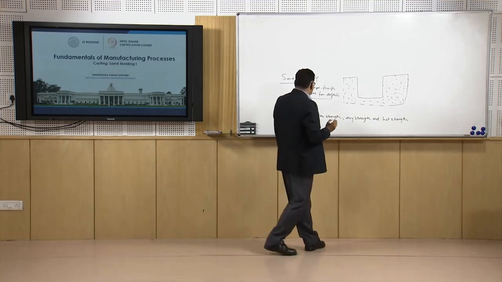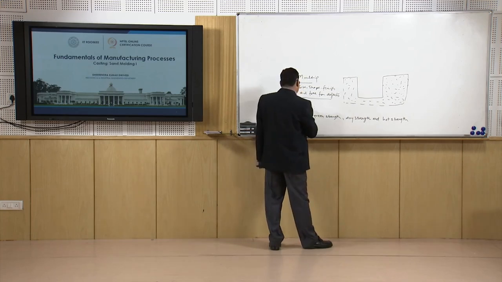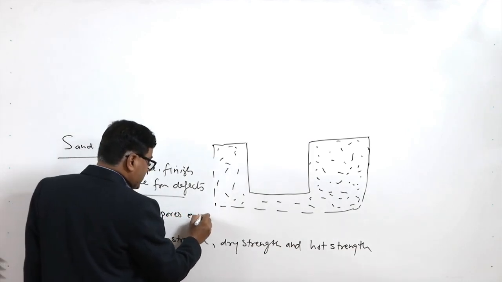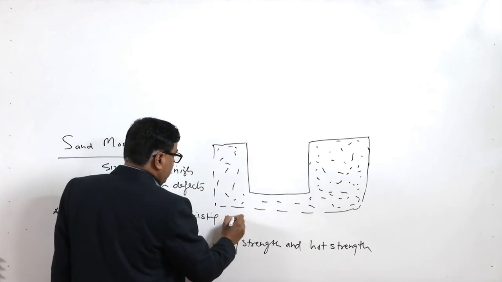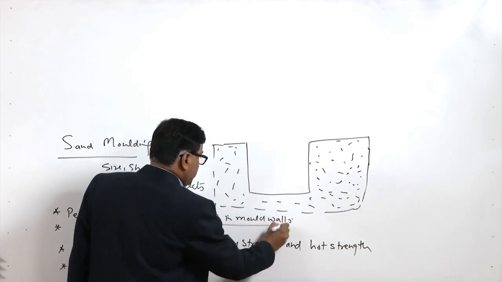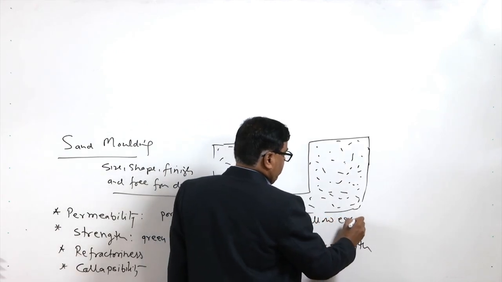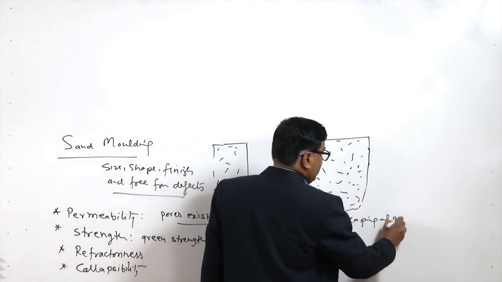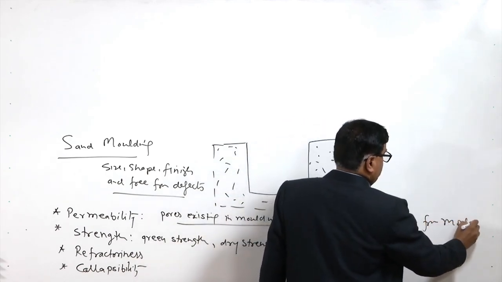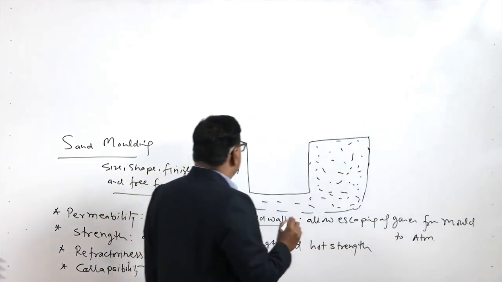We know that permeability is about the pores or voids existing in the mold walls. These pores allow the escaping of gases from the mold to the atmosphere.